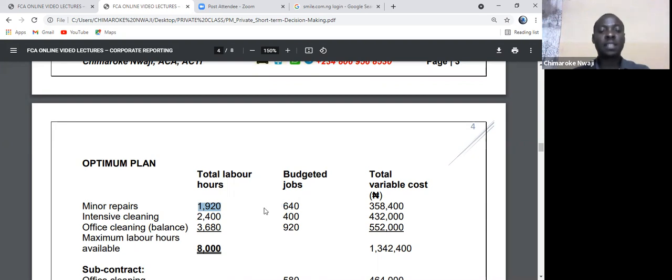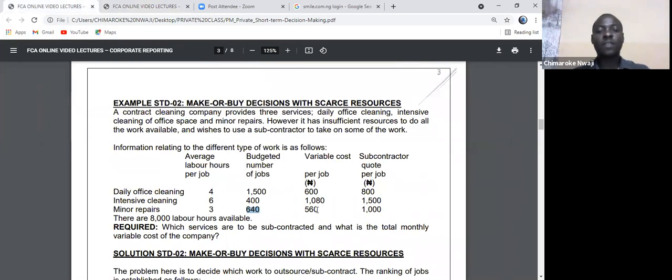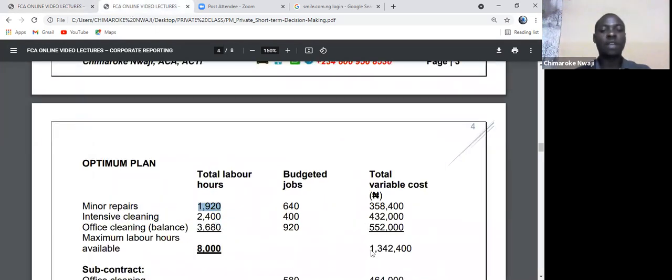So what it means is that if we are going to do all these 640 jobs, what is the variable cost to doing them? 560. So what you do here is 560 naira for one job. Since you are doing the whole 640, when you times it by 640, you have 358,400 as a total variable cost you are going to spend. Now, 1,920 hours is not up to 8,000 hours. So you still have more jobs to do.